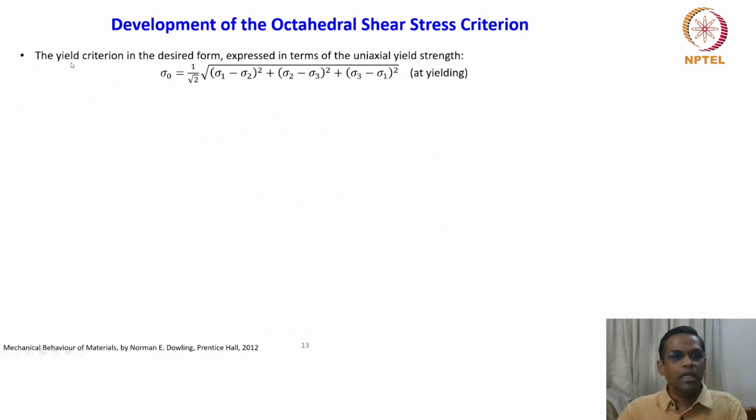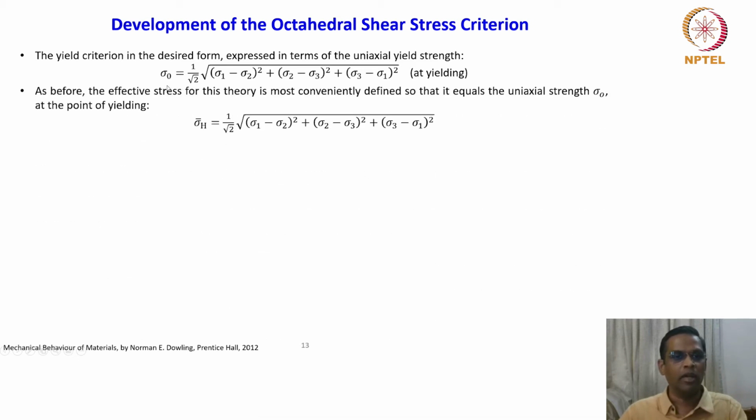So the yield criterion in the desired form, expressed in terms of uniaxial yield strength, is sigma naught equal to 1 by square root 2 times the square root of (sigma 1 minus sigma 2) whole square plus (sigma 2 minus sigma 3) whole square plus (sigma 3 minus sigma 1) whole square at yielding. We are interested in expressing this criterion in terms of yield strength. That's why we are writing it here. Again, we will now arrive at a safety factor.